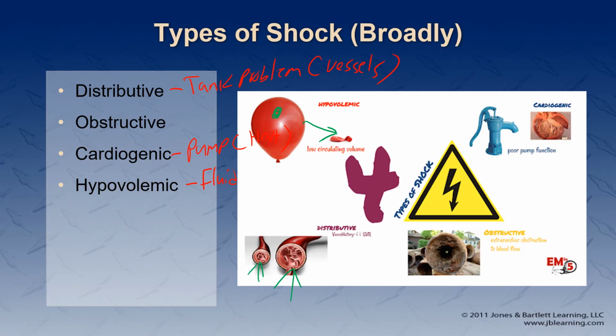And then obstructive shock is exactly what it sounds like. There is something blocking blood flow. You have a physical obstruction to blood flow. Whether that's a massive blood clot causing a pulmonary embolism, or a tension pneumothorax that is obstructing venous return, that is obstructing cardiac filling, that is obstructive shock. That's probably the easiest to conceptualize out of all of these.